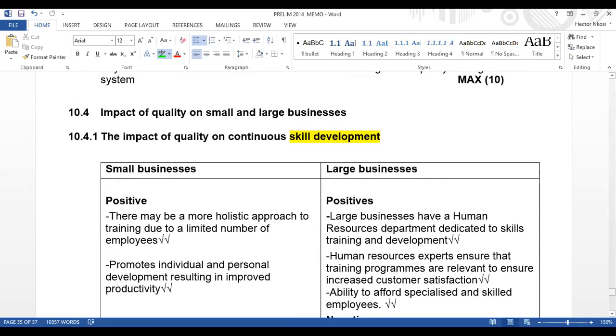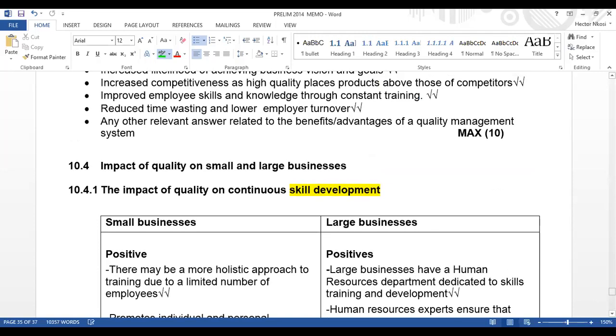All right. Now, let's look at the impact of quality on small and large businesses. There are different impacts of quality on these. We're going to start with skills development. Let's look at both perspectives, small and large businesses, and at the positives and the negatives for each.